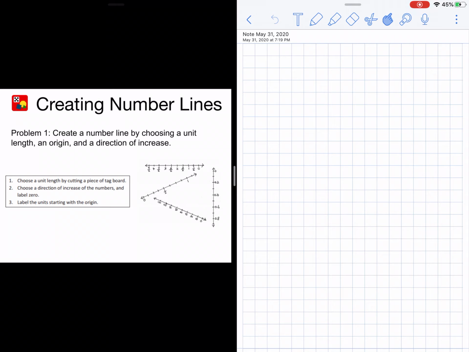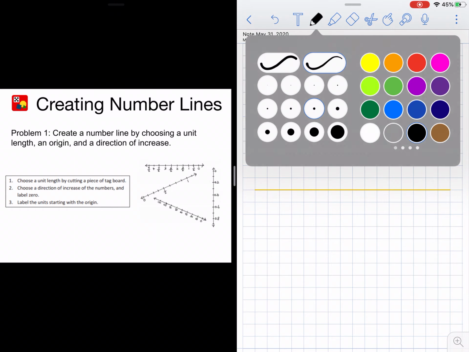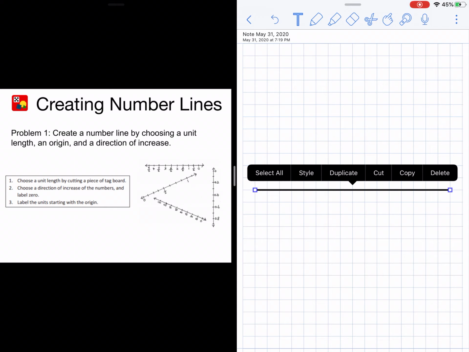All right, so now what you're going to do is you're going to label. Okay, there is my unit length. It is in yellow. Sorry, everyone. I'm going to try this again. I don't want yellow, though. I want black. Okay. Sorry, everyone. I'm trying to make this. There we go.